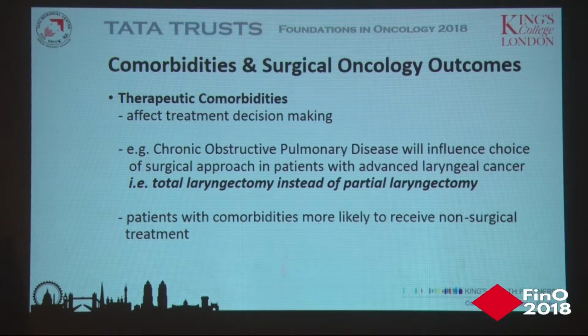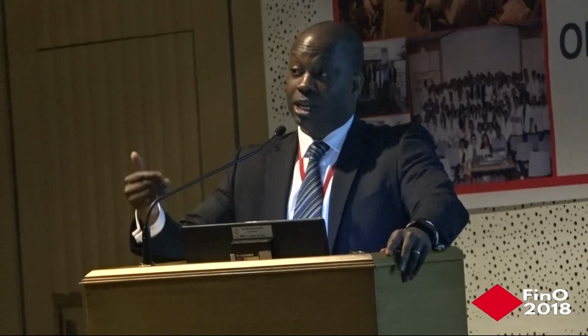So that patient could have been a candidate for a partial laryngectomy, where we're able to preserve part of their larynx so they could still speak and still swallow normally. However, if they've got bad lungs, they're at risk of aspiration pneumonias, and that could actually make their comorbidity worse. So you can see how comorbidity is actually influencing the extent of surgery here. Hence, patients with comorbidities are more likely to receive non-surgical treatment, which in some situations may be suboptimal.